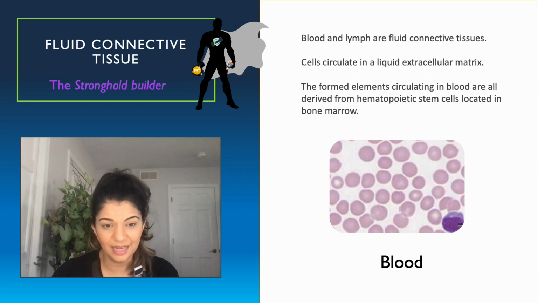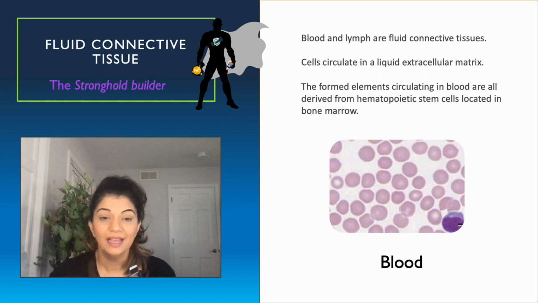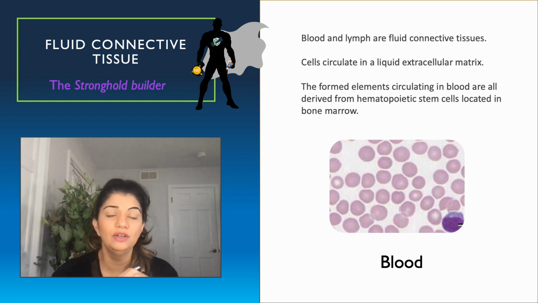Lastly, let's have a chat about fluid connective tissue. And there are two that we're going to talk about. First one is blood. Blood basically has a lot of form elements in it, right? You've got your erythrocytes, you've got leukocytes, and you've got platelets.